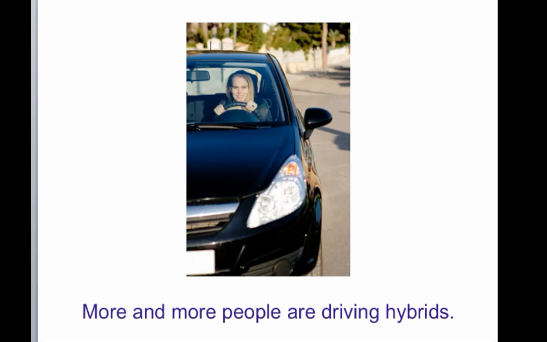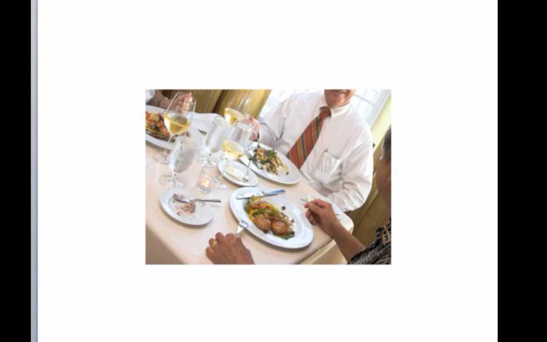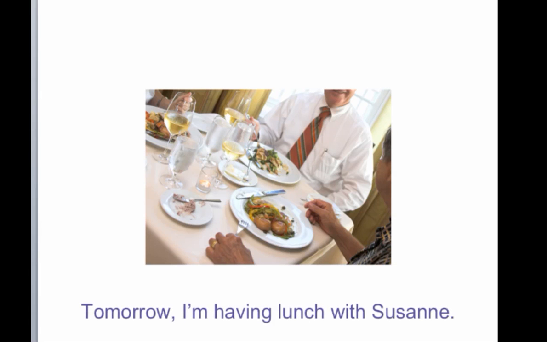The last way we use present progressive is for planned activities in the future. If we decided before now, before the time of speaking, about a future activity we plan to do, we can use present progressive. For example, tomorrow I'm having lunch with Susan. We need to use a future time expression in the sentence or in the context of the conversation, and this is how we know it is for the future.